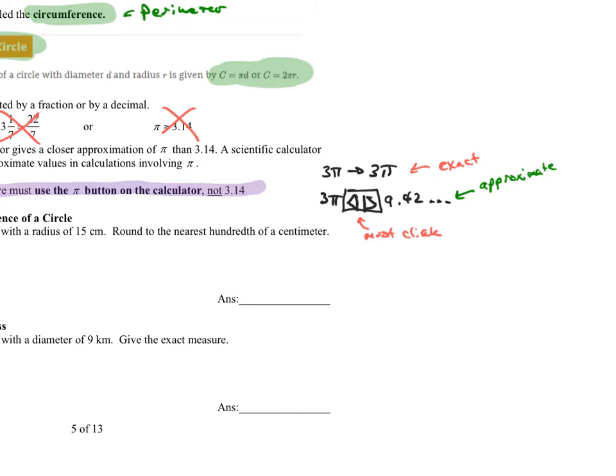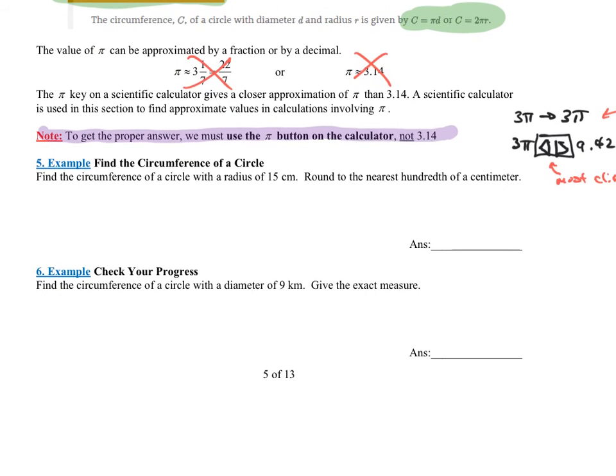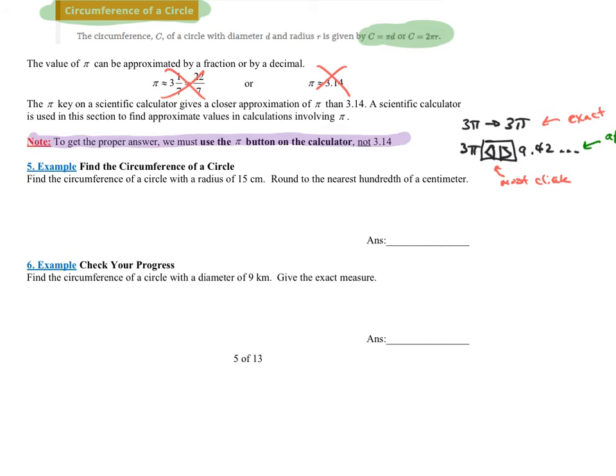Okay, so knowing this, let's look at our first example. It says find the circumference of a circle with radius, and it gives us the radius of 15 centimeters, so that's our radius. And then it says, really, really important, round to the nearest hundredth. Remember, that means 2 decimals. Just think about the number of zeros in hundredth. 100 is 2 zeros. The number of zeros is the number of decimals, okay?